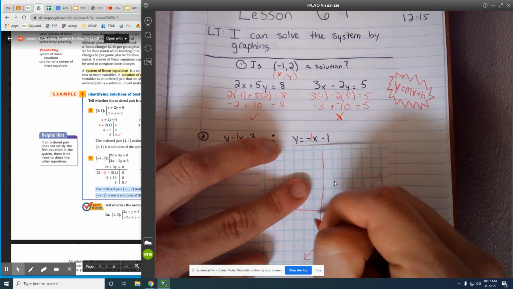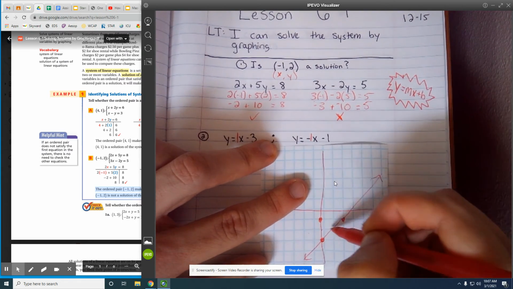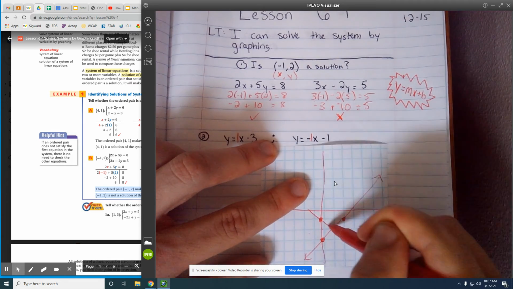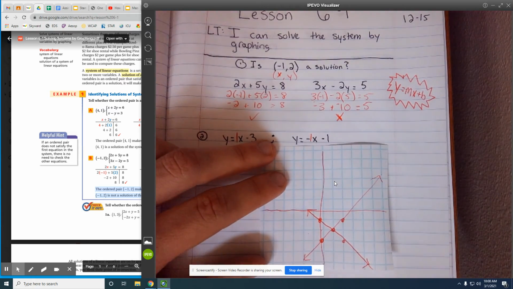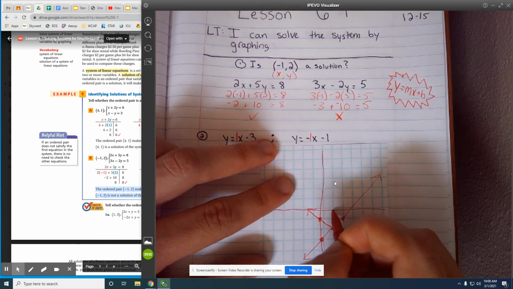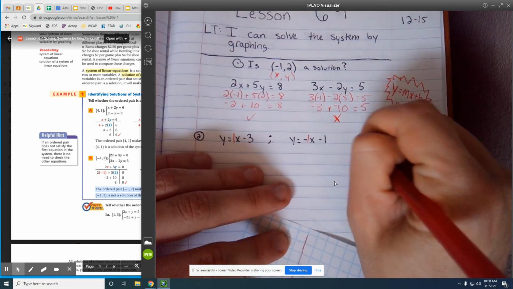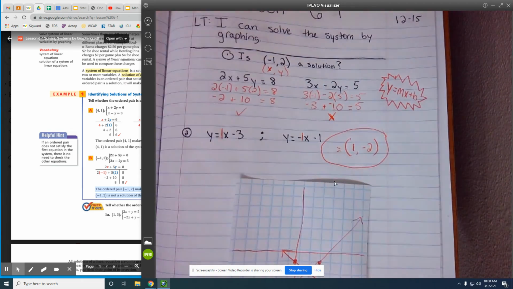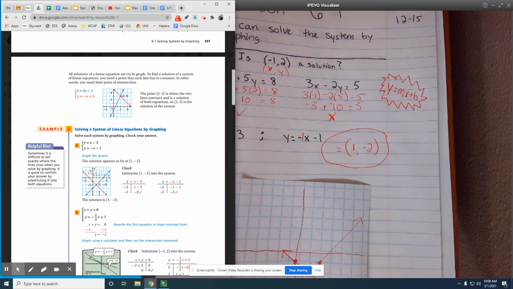On the flip side, we have y = -x - 1, so -1 for our y-intercept, and it goes down 1 over 1 right there, down 1 over 1. And we can see that this is a solution because they cross over, and they cross over at (1, -2). So (1, -2) would be the solution for this system of equations. And again, we can look down here at this example. It comes right from here. The solution is (1, -2).